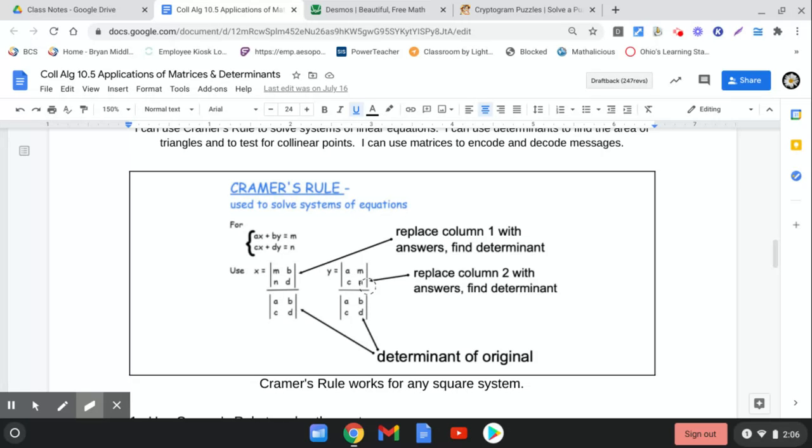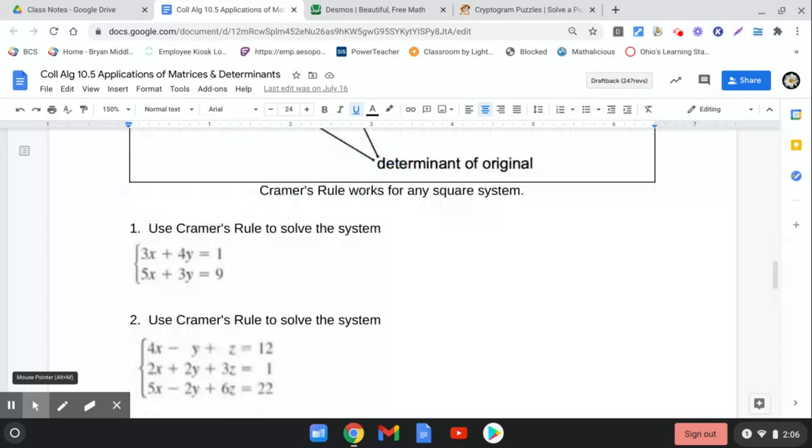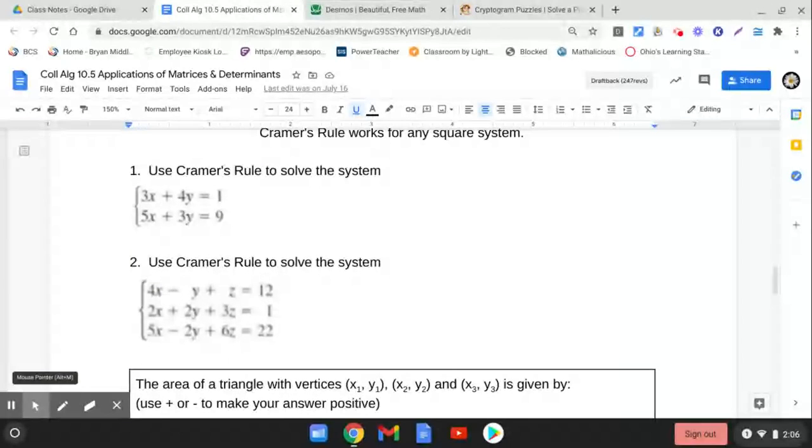And it actually works for any square system, okay? So if you have a system of 2 equations and 2 unknowns, or 3 equations and 3 unknowns, and that kind of thing. So let me show you this, because sometimes all those letters get a little weird to look at. So we're going to use Cramer's rule to solve this system of equations.